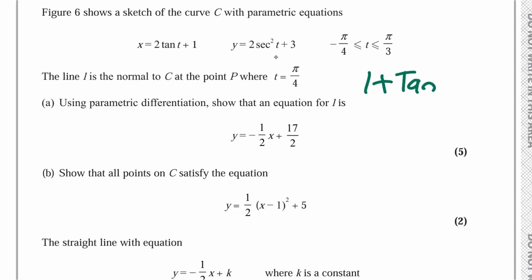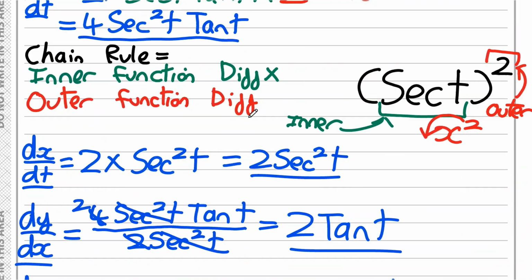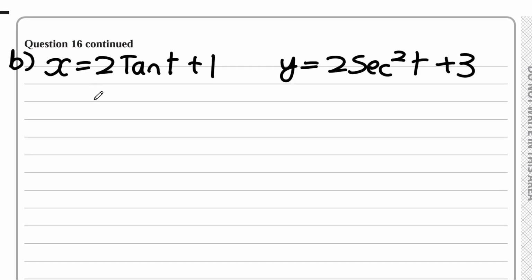1 plus tan squared x, or in this case t, is equivalent to sec squared t, like this here. If we rearrange to make tan t and sec squared t the subject, we can therefore sub them into this identity here and get an equation that only involves x and y. Okay, so if we do this, so we have these parametric equations here, that x is equal to 2 tan t plus 1 and y is equal to 2 sec squared t plus 3.